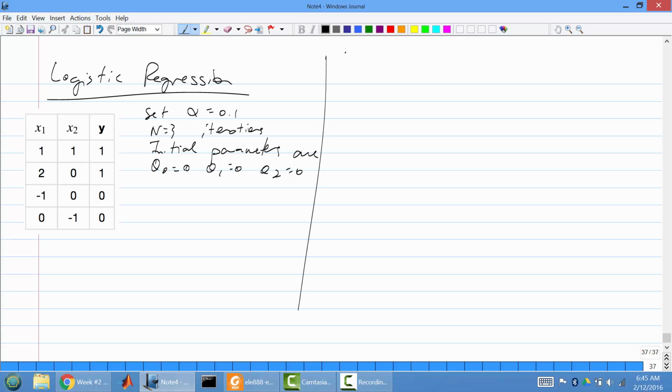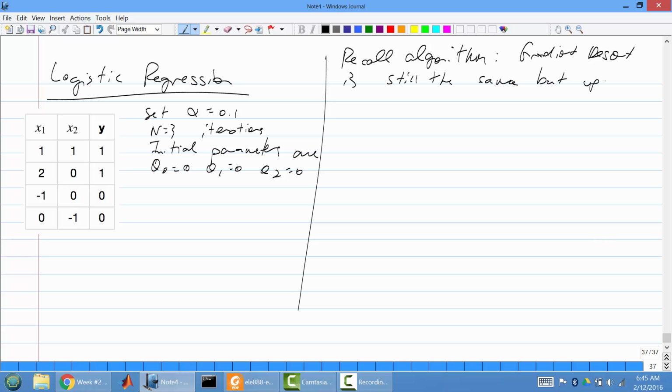Okay, so recall the algorithm. In terms of gradient descent, it's exactly the same, but what is different is the hypothesis value. It's no longer just a sum of weighted values; you have to apply the sigmoid function to it as well. So recall the algorithm: gradient descent is still the same, but the update has changed.